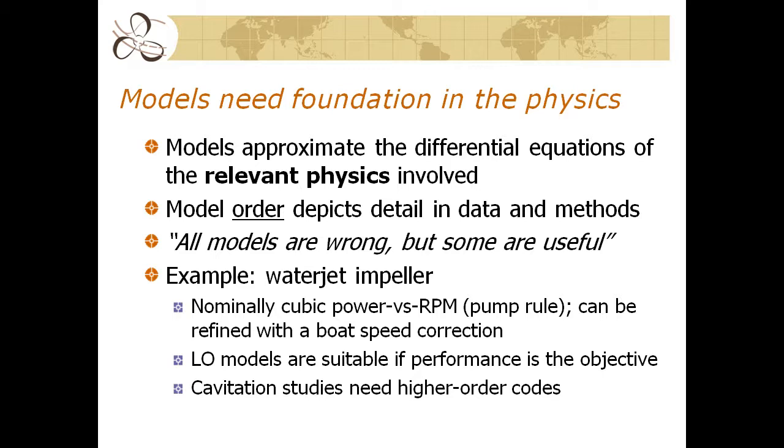And I always use an example of a water jet impeller because it's a great one to describe how a very, very simple computational model, a cubic relationship between RPM and power, really higher order analysis offers nothing if our objective is performance, where we're looking for, if I spin an impeller at a particular RPM, how much power does it draw? Now, there actually is a slightly higher order of that. We can refine that with a boat speed correction, but that's really it. We don't have to go to extremely complex analyses on water jet impellers because they follow a pump rule very, very closely.